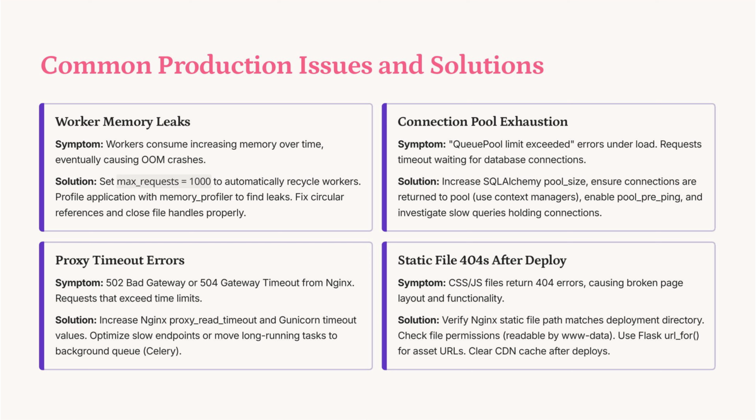Worker memory leaks can lead to out-of-memory crashes. Set max_requests to 1000 and use memory_profiler to identify leaks. For connection pool exhaustion, increase the SQLAlchemy pool size and use context managers. Address proxy timeout errors by adjusting Nginx and Gunicorn timeouts. Ensure static file paths and permissions are correct to prevent 404 errors.